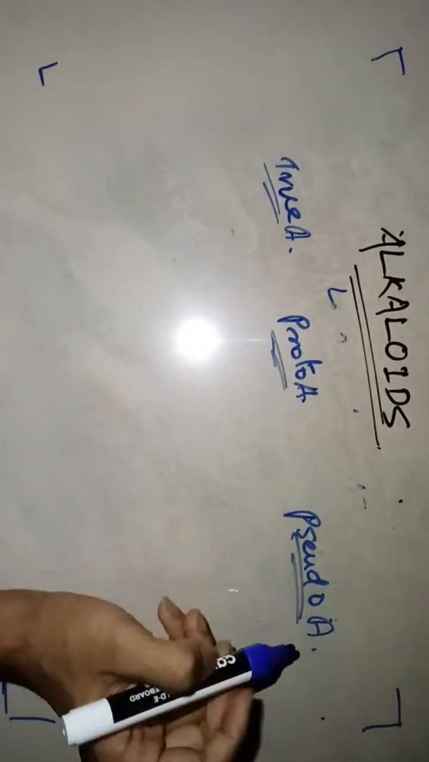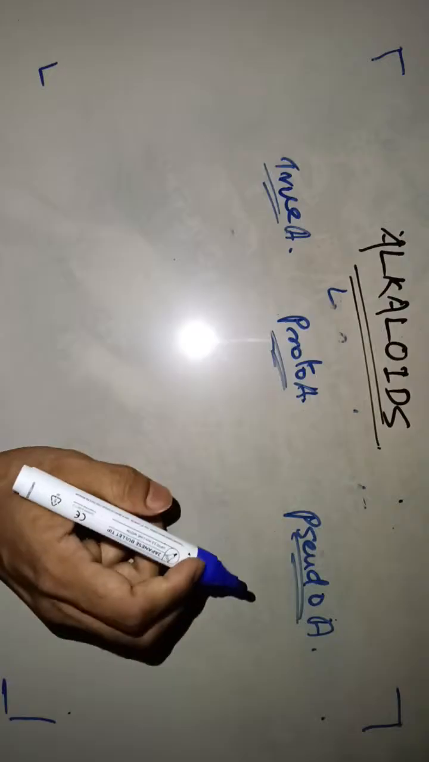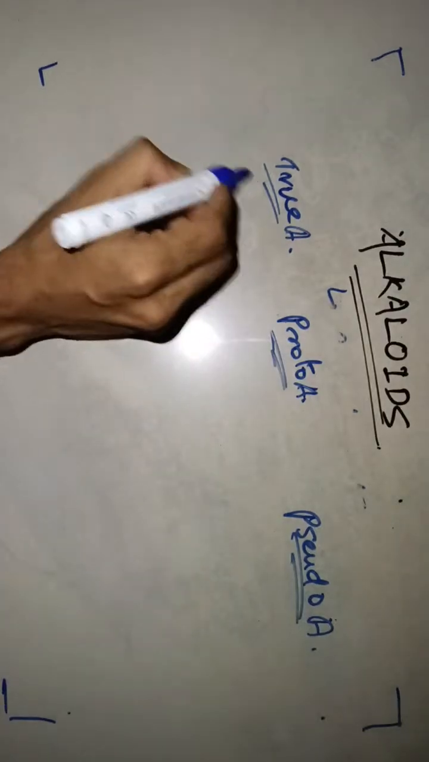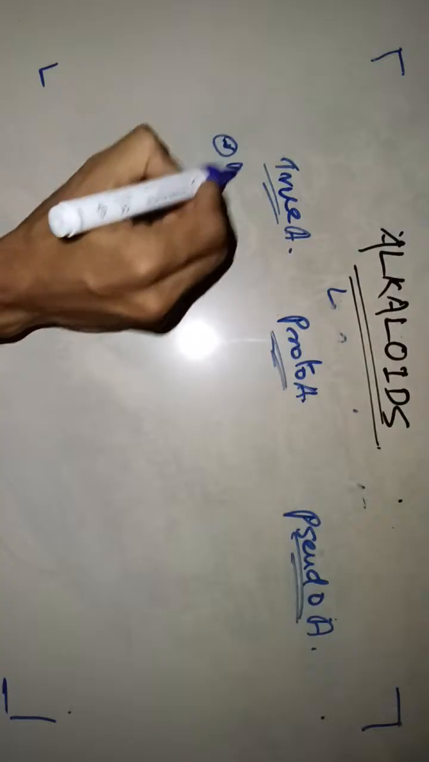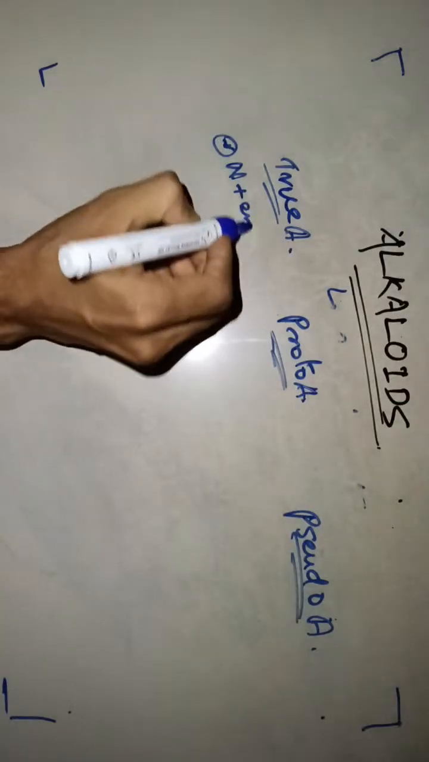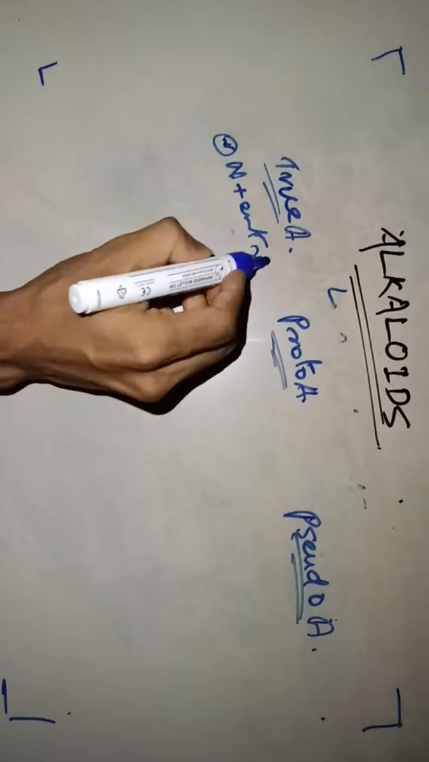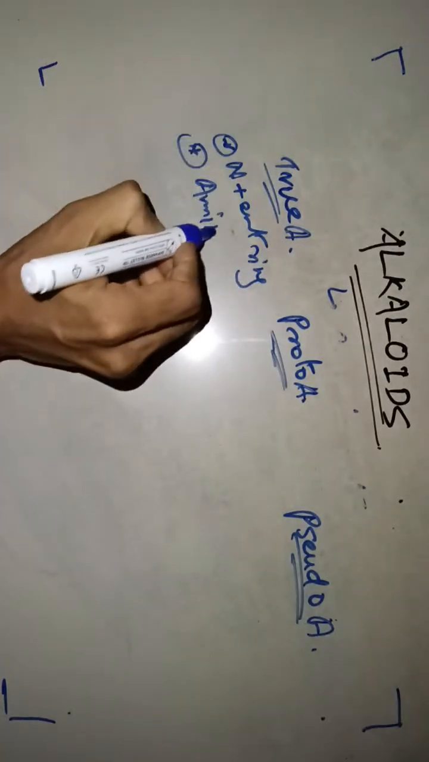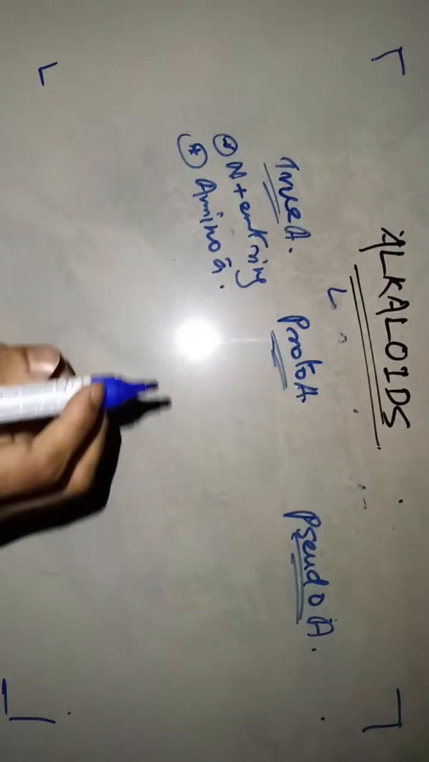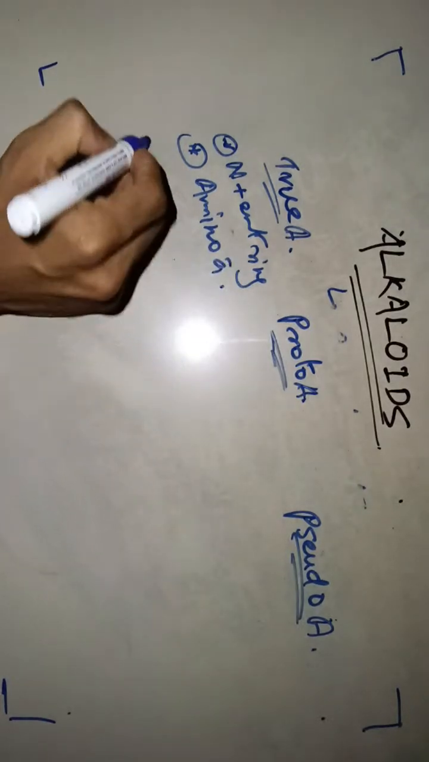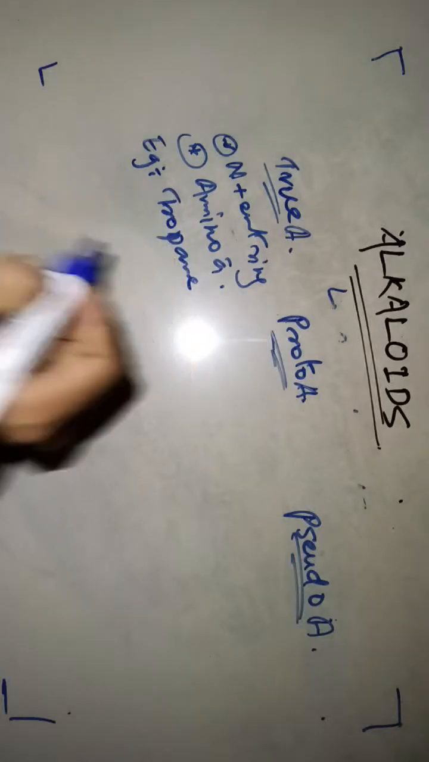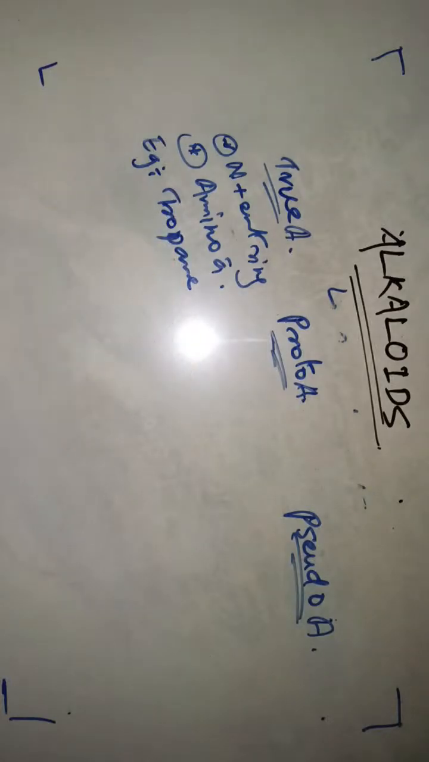So what are true alkaloids? True alkaloids are those in which nitrogen is present in their ring. Along with that, they are also derived from amino acid. For example, tropane alkaloid has nitrogen in its ring structure, and along with that, it is derived from amino acid.